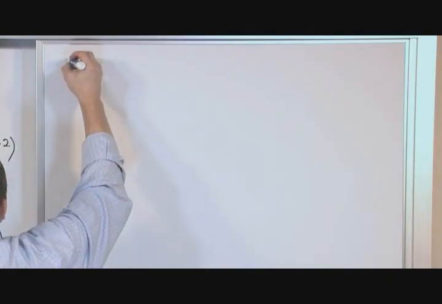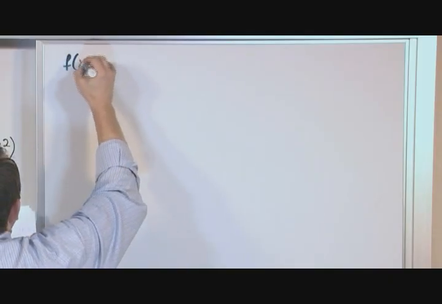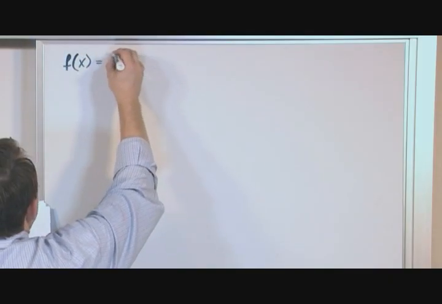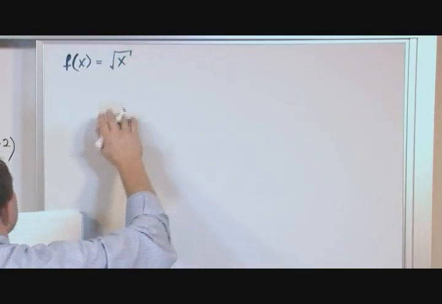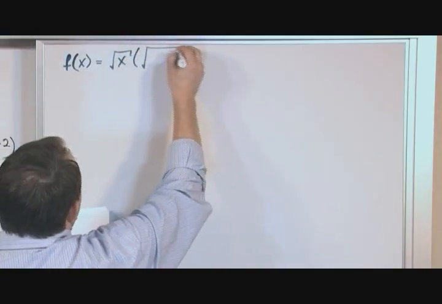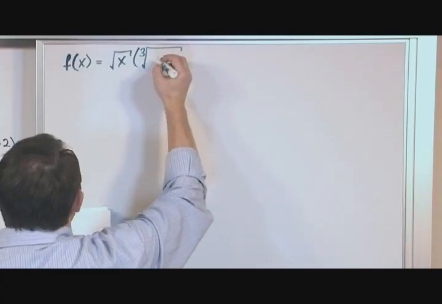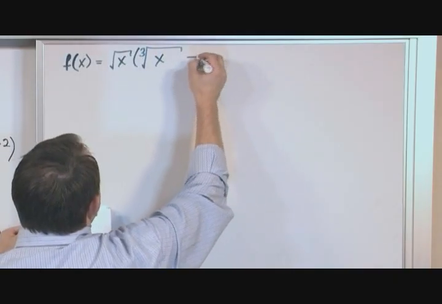This is a great problem because it has square roots in it, and I like teaching people how to handle them because they look really difficult, but they're not once you understand it. So what if I had square root of x times, let's do something crazy, cubed root of x minus 1.